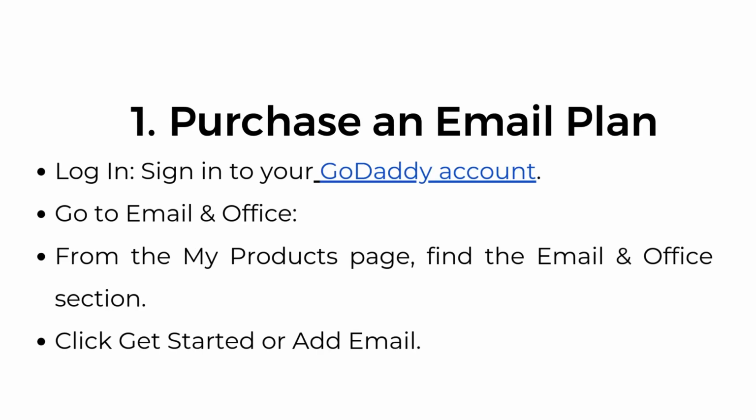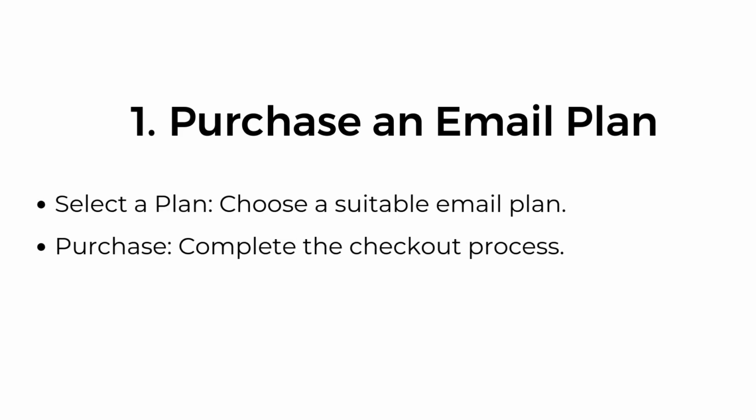1. Purchase an email plan. Log in. Sign in to your GoDaddy account. Go to Email and Office. From the My Products page, find the Email and Office section. Click Get Started or Add Email. Select a plan. Choose a suitable email plan. Purchase. Complete the checkout process.